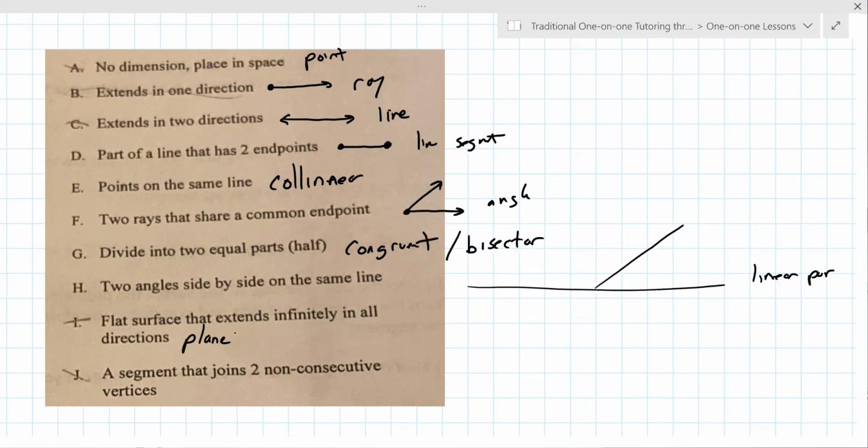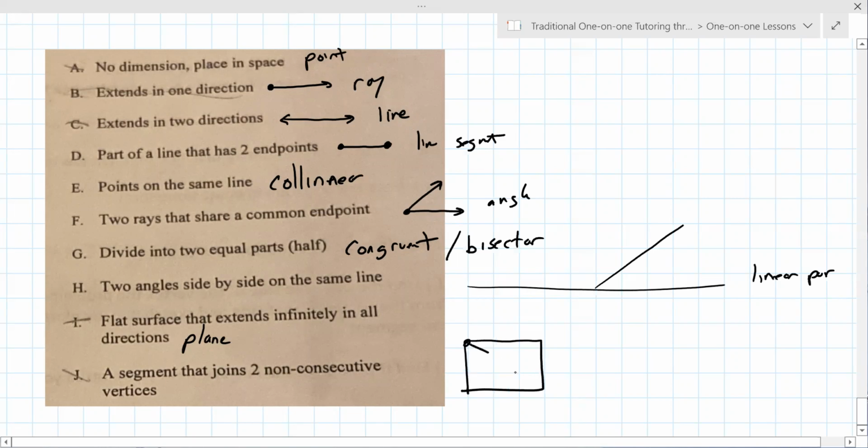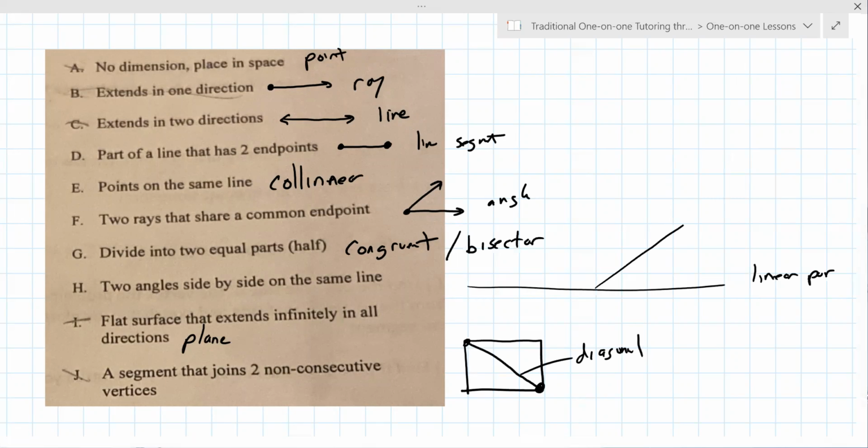And then the segment that joins two non-consecutive vertices, that's a diagonal. Would I write just diagonal or diagonal line? Just diagonal is probably okay for that. Those are all the main things you should definitely know. Let me really quickly get the other ones and we'll go through those real quick.